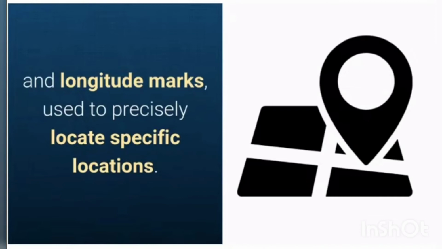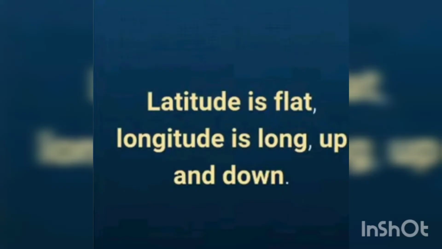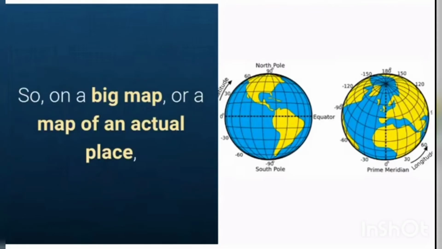Now I'll help you out with a smaller one. Latitude is flat, longitude is long, up and down. Just now I told you, latitude is flat, longitude is up and down, from the top, that is North Pole to South Pole. Latitude is from east to west, which is continuous, in a circular motion. Now look at this picture. On a big map or a map of an actual place, these are imaginary lines. Actually no one is sitting and drawing a line there, but these are imaginary lines so that it is easy for us to locate a place.